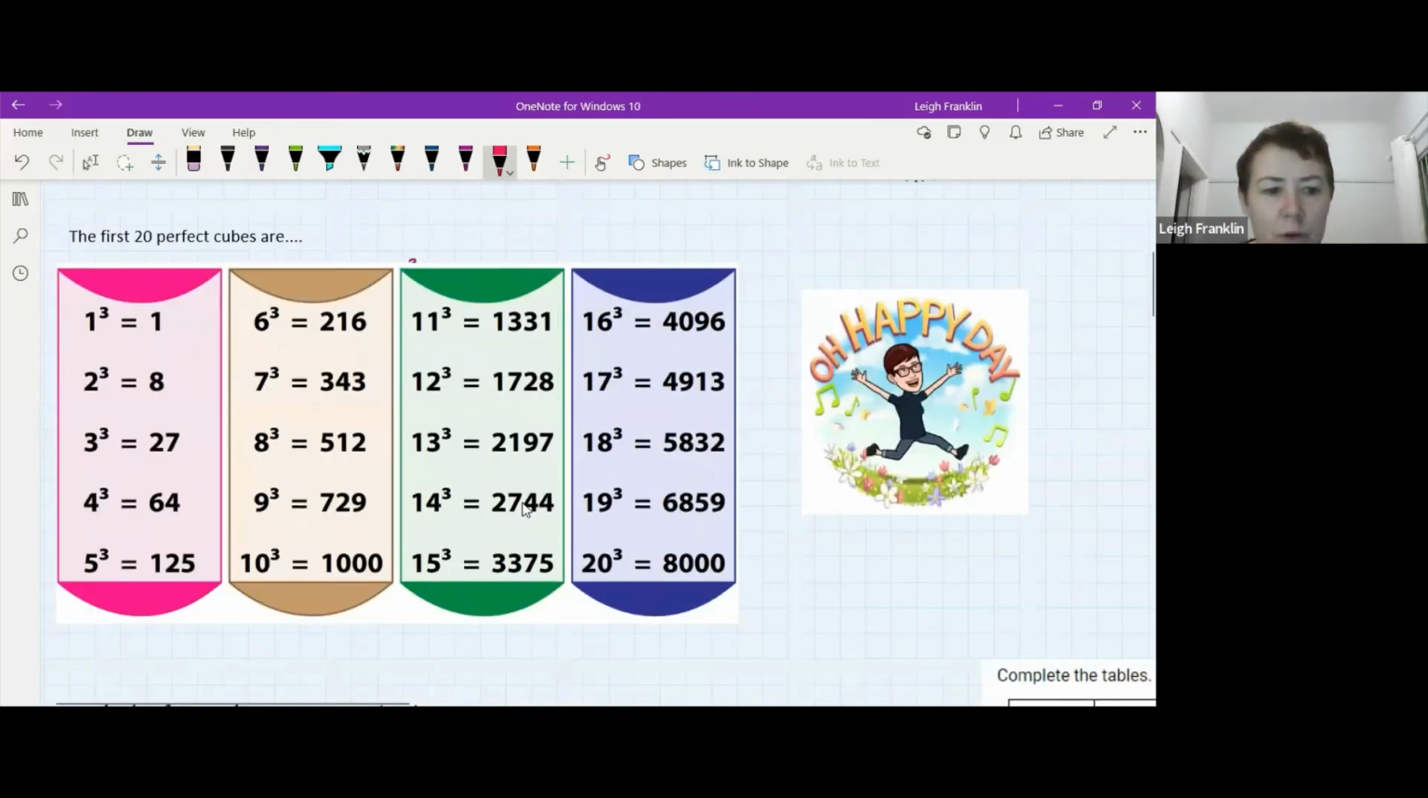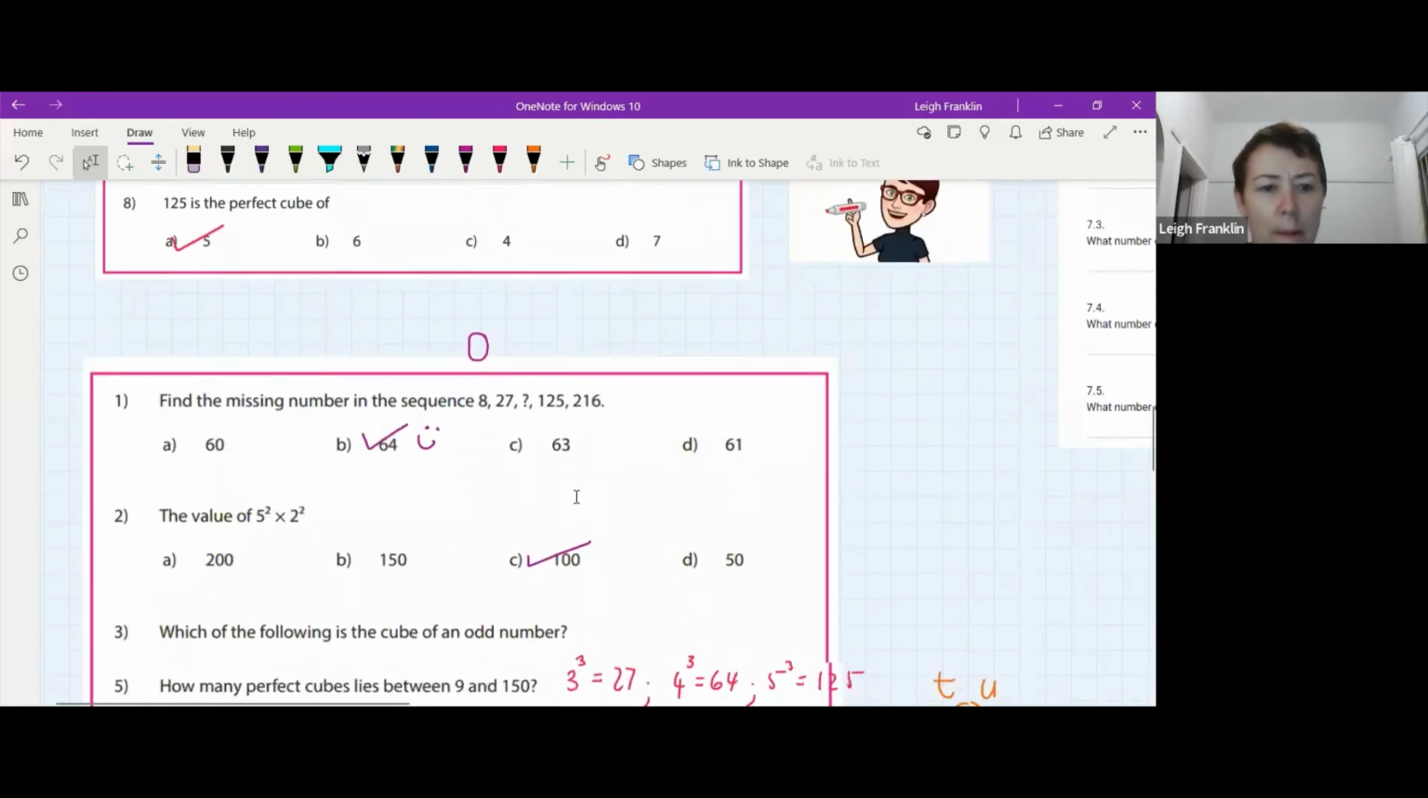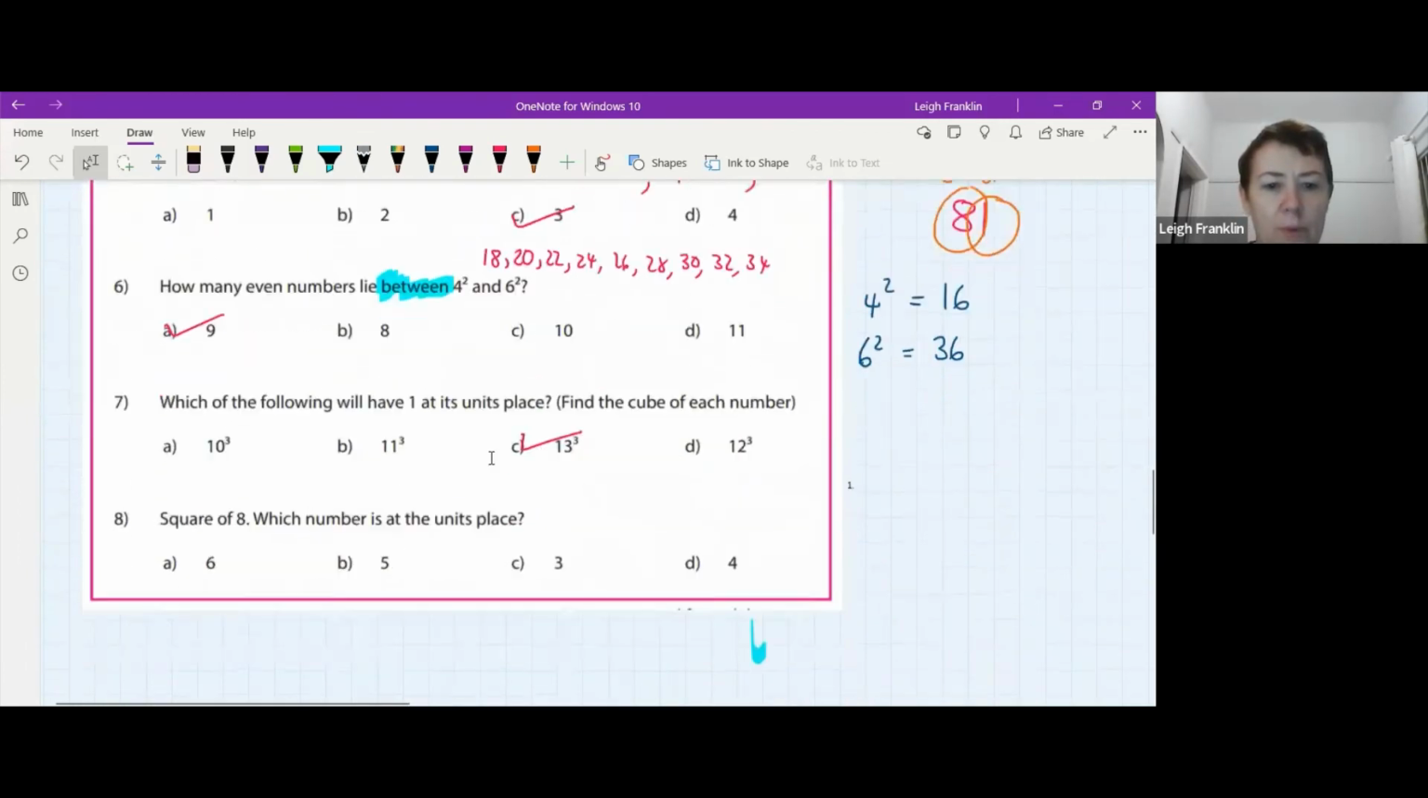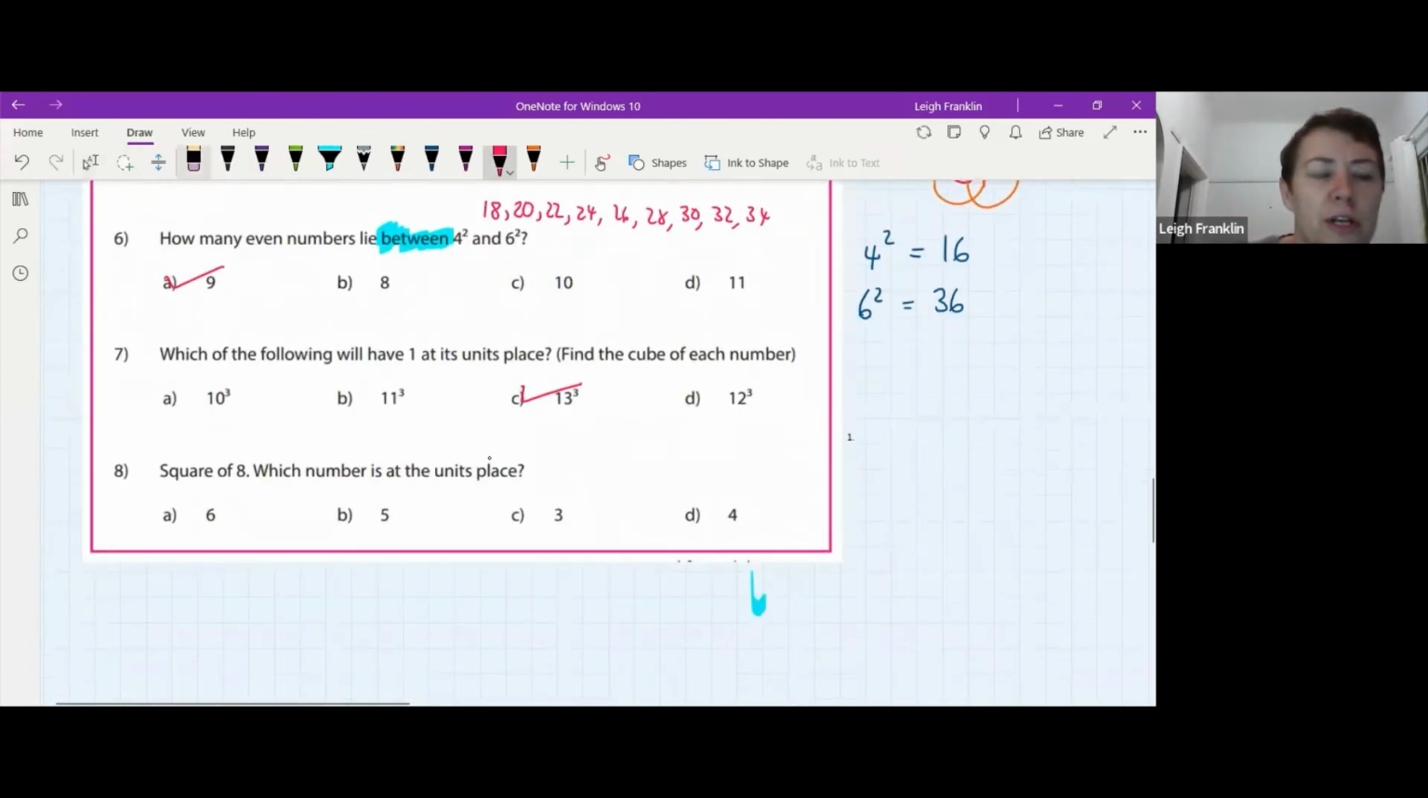11. So there's 10 cubed. There's no 1 in the units place. Here's 11 cubed. Look, there is a 1 in the units place. Okay, so it's supposed to be 11 cubed. Yes? 13 cubed is not the right answer. It is 11 cubed.